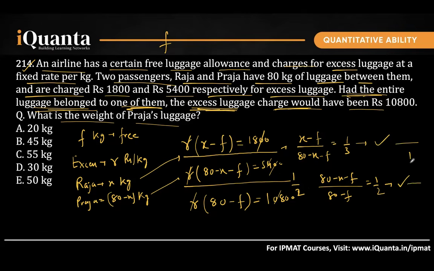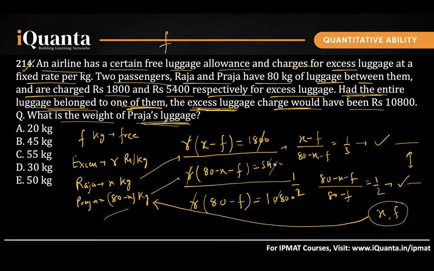Now, these two equations, you have to solve and find out the values of x and f. You can do that, I know. And once you get x, you just have to push it here, okay? And you'll get the value of 80 minus x, which is Praja's luggage. Weight of Praja's luggage, 80 minus x kg. I hope you can do this. Try it by yourself, okay?